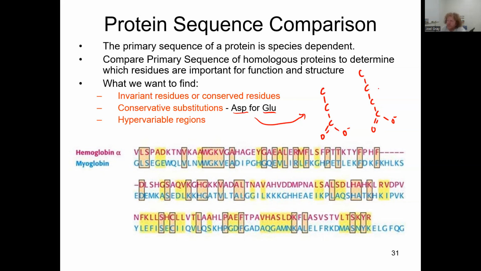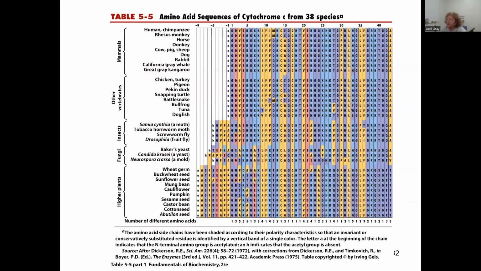But also in protein sequences, you want to find the hypervariable regions. Are there regions of these proteins where there are huge differences? So here's how we look at different protein sequences and organize them.